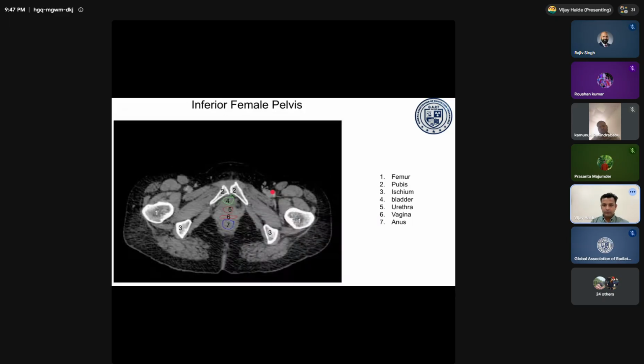And so moving inferiorly, here we can see the pubis. Fourth one is the bladder. Then below that is the urethra. Sixth is the vagina. Seventh is the anus. And this is the femur.